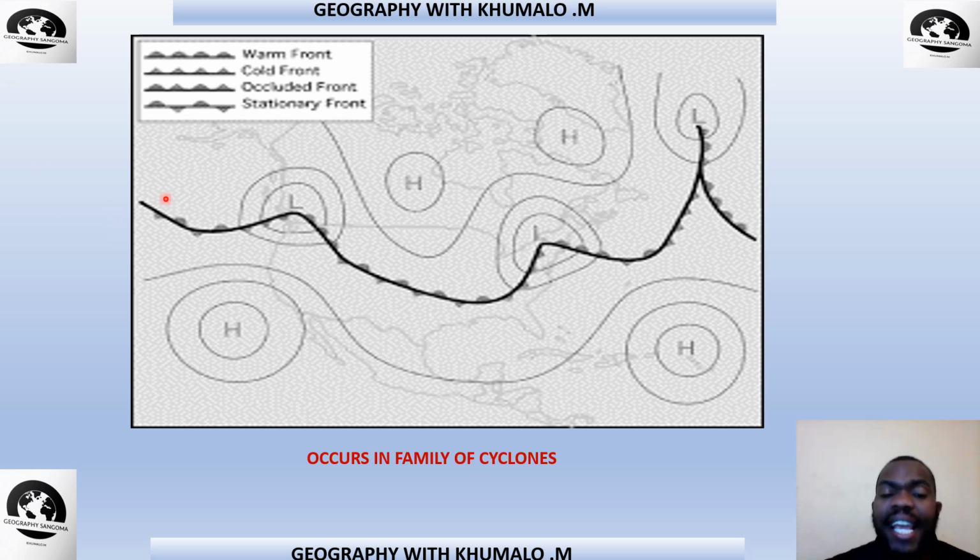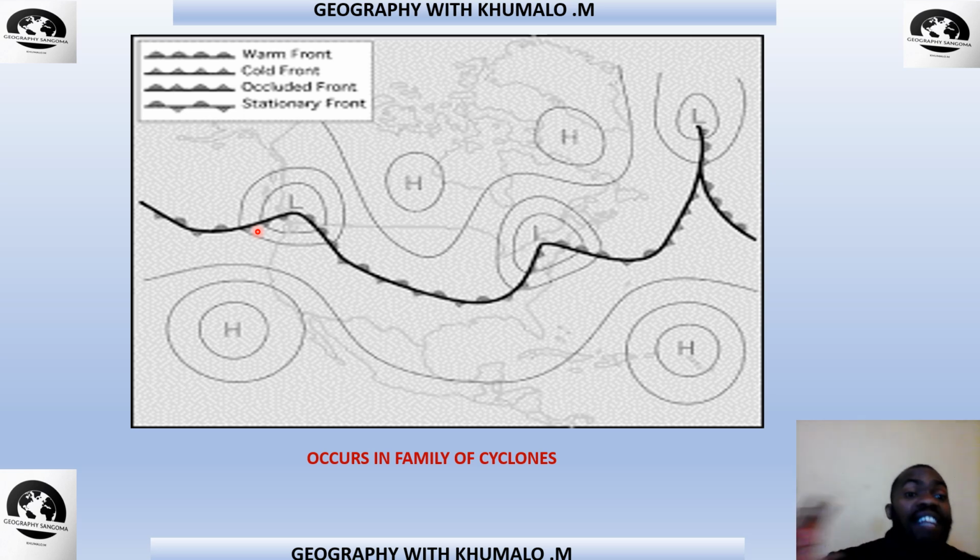Now, when we say grade 12, the mid-latitude cyclone occurs in families. What do we mean? Look at this synoptic map that I'm giving you. Here is a mid-latitude cyclone. This is a mid-latitude cyclone. And this one is a mid-latitude cyclone. So they occur in families. That means one mid-latitude cyclone is going to form after the other.